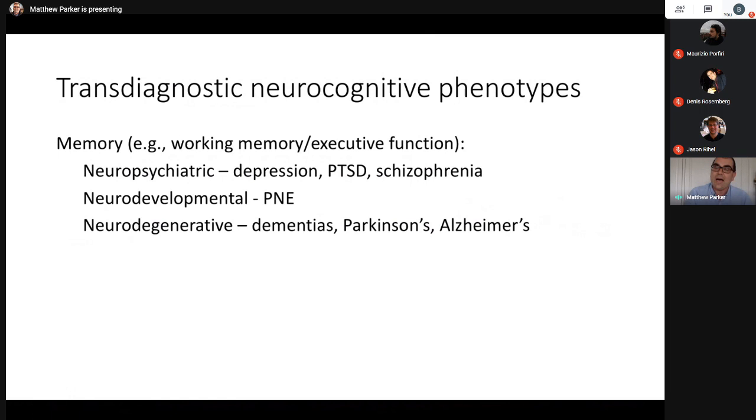These include things like depression, post-traumatic stress disorder, and of course, schizophrenia. There's also evidence that memory is affected in a number of neurodevelopmental disorders. That includes, for example, things like prenatal alcohol syndrome. Of course, there are also memory deficits associated with neurodegenerative conditions, so the dementias, things like Parkinson's disease, Alzheimer's, and so on. So memory is particularly interesting in terms of transdiagnostic phenotypes because it is something that spans a number of different conditions.